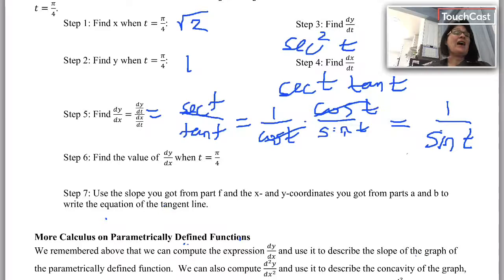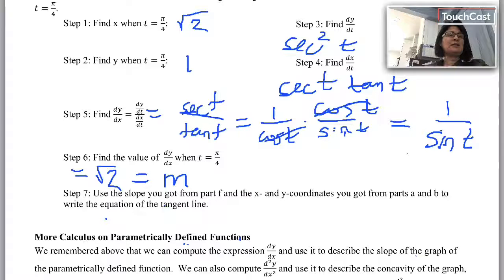Step 6, find the value of dy/dx when t equals pi over 4. So sine of pi over 4 is 1 over radical 2. So 1 over 1 over radical 2 is radical 2. That's helpful because that's the slope of my tangent line.